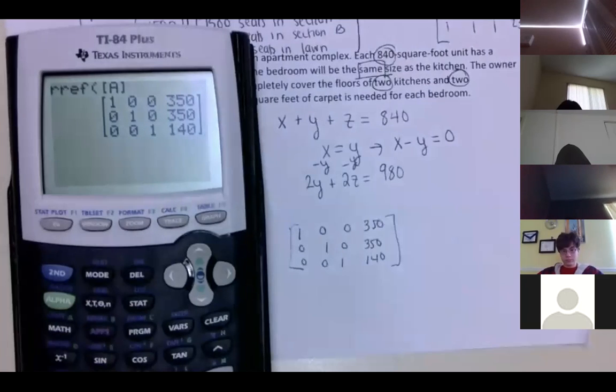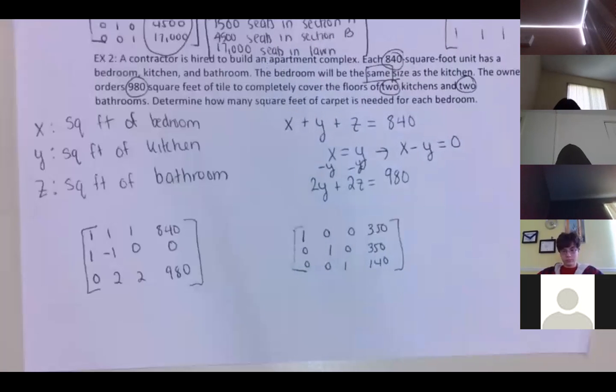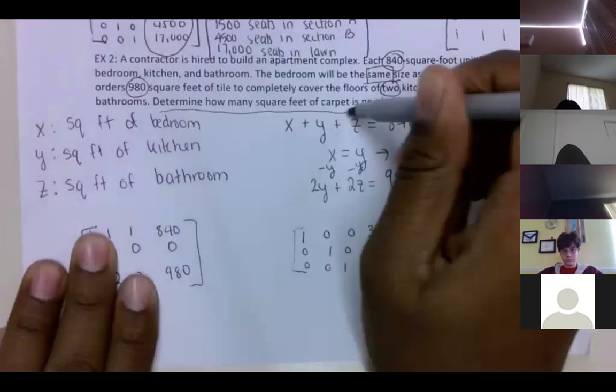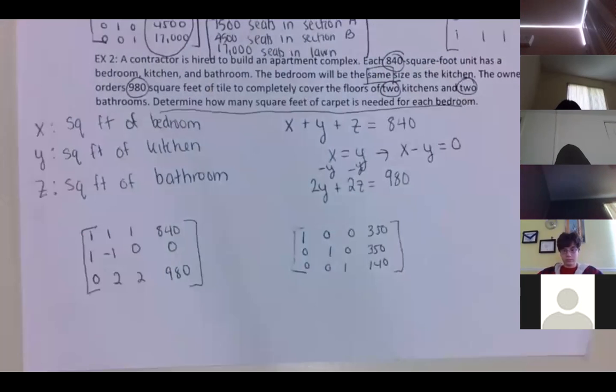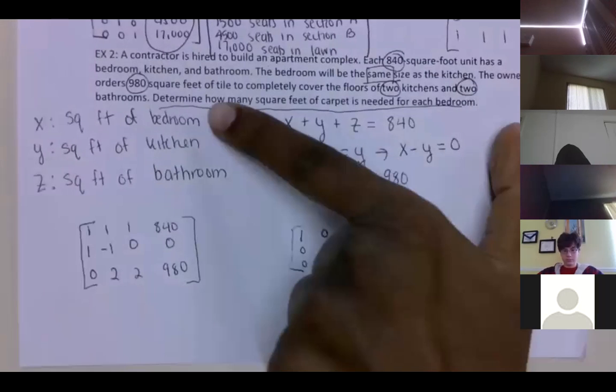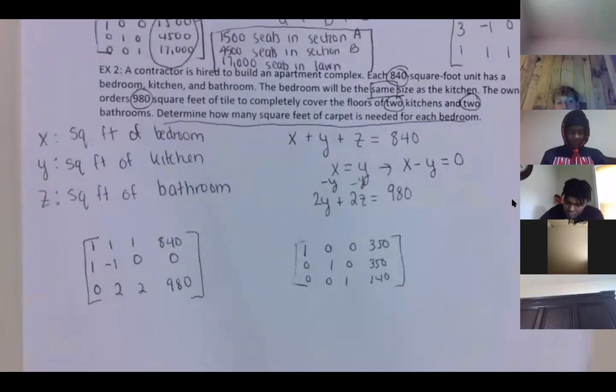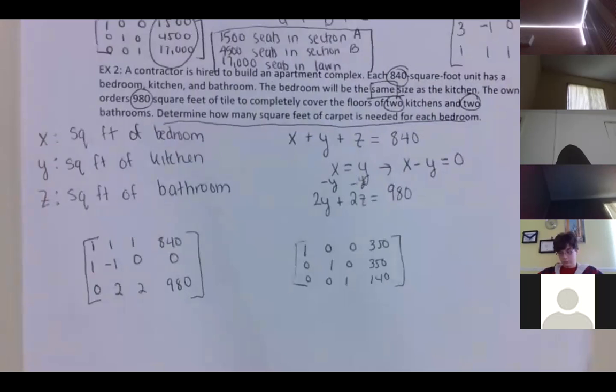All right, what is my solution? So go back to the original question, and it asks you to determine how many square feet is needed for each bedroom. So I only really care about my X value because that's the only thing they asked about. They only asked about the bedroom. So what is the answer? How many square feet of carpet is needed for each bedroom? What do you think, Amani?